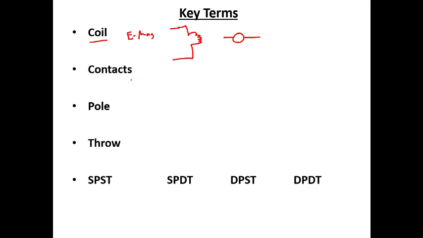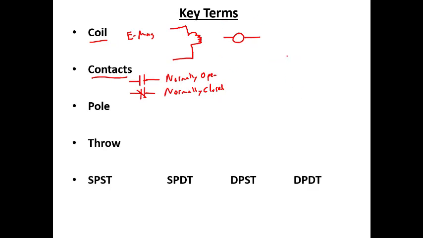The contacts are shown in a couple different ways. We could show them as normally open. We'll talk about what that means in a little bit more detail later. They could be normally closed. And so these contacts are used for the second circuit. So the first circuit controls the electromagnet, and the second circuit is the contacts.